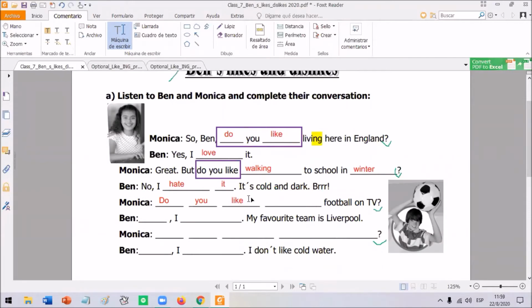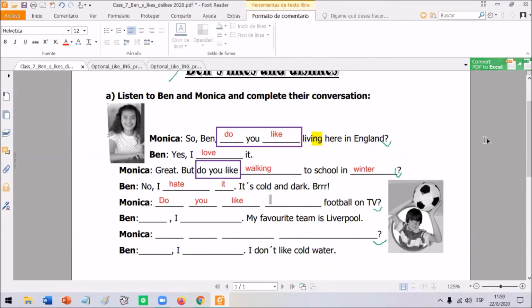But what's the action now? Do you like football on TV? It's not playing. It's not that Ben plays football on TV, he's not a professional player, no. He's a child. So what does he do with football on TV? Right, we watch football on TV, but here we need to say watching. Do you like watching football on TV? Okay, watching with ing because it is after like. Let's see the answer now.